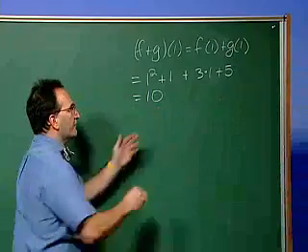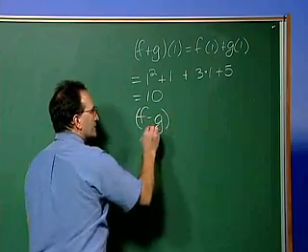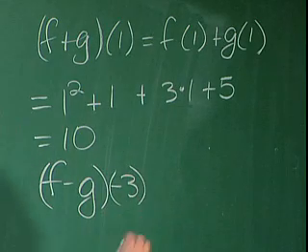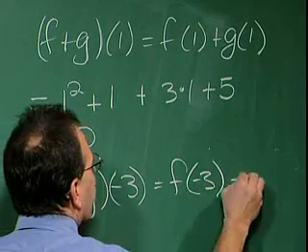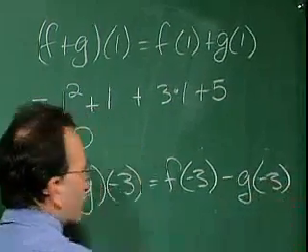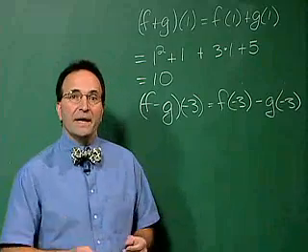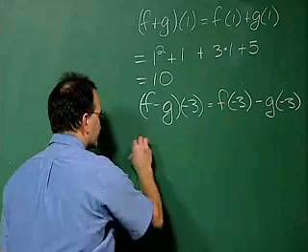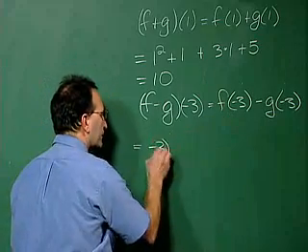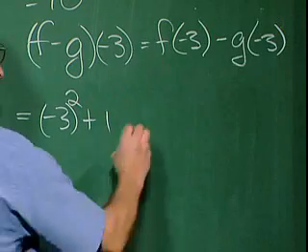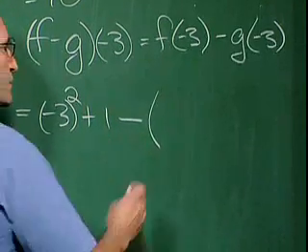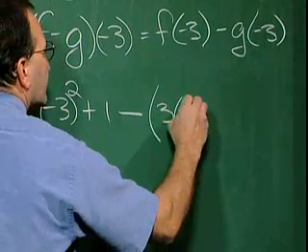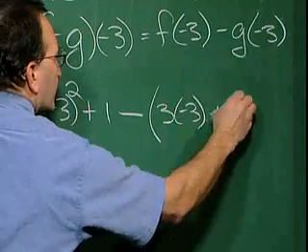Now let's take f minus g of negative 3. This time that's equal to f of negative 3 minus g of negative 3. Let's evaluate each of those functions and find out their difference. So take f of negative 3, and that's going to be negative 3 squared plus 1, minus, and I'm going to put parentheses here to show that we're going to have to subtract all of g of negative 3. And that's going to be 3 times negative 3 plus 5.